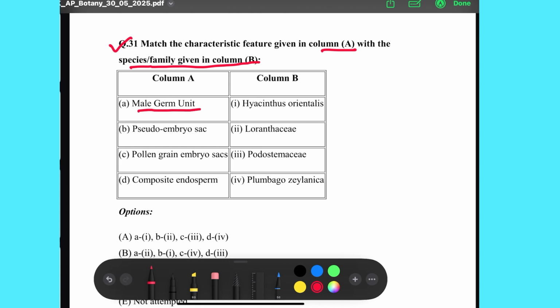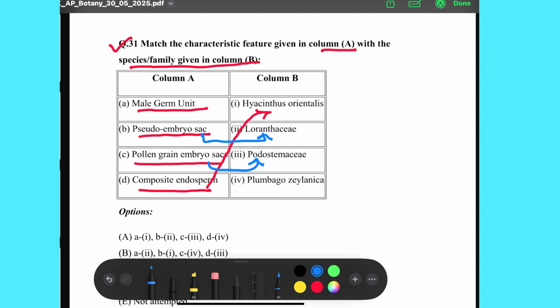Male germ unit. This is a pseudo embryo sac, pollen grain embryo sac, and composite endosperm. This is very important. Composite endosperm is found in Hyacinthus orientalis. Pollen grain embryo sac is found in Podostemaceae. Pseudo embryo sac is a feature of Loranthaceae.